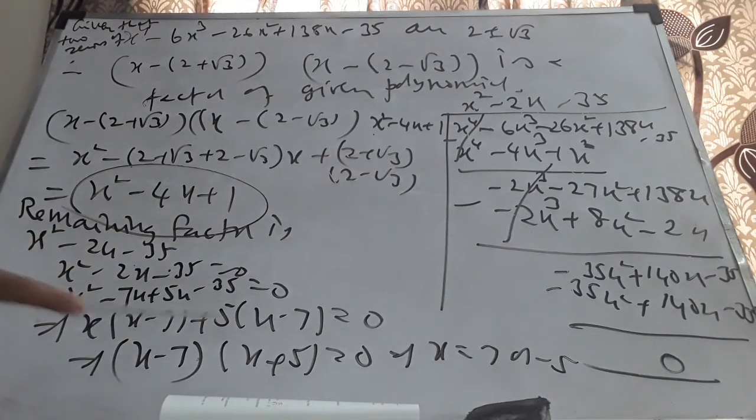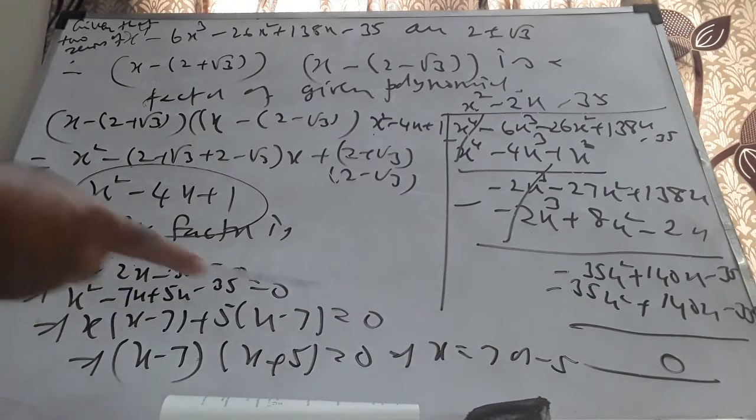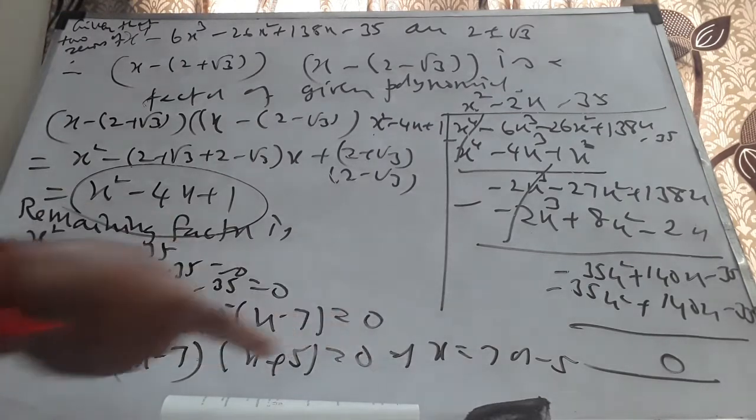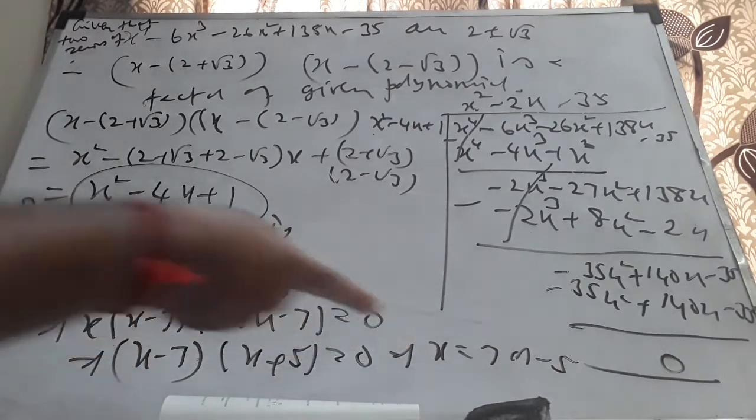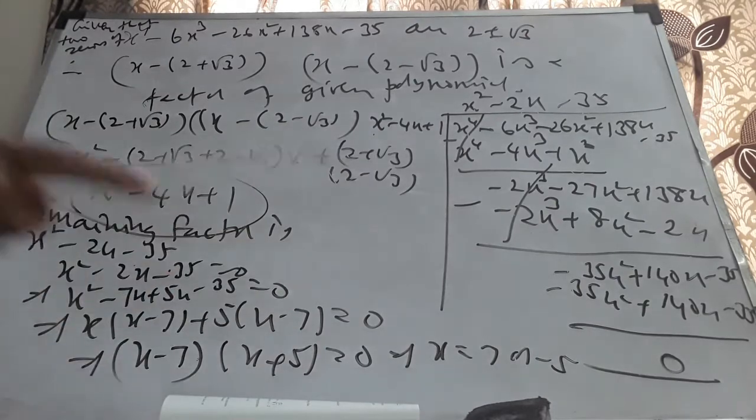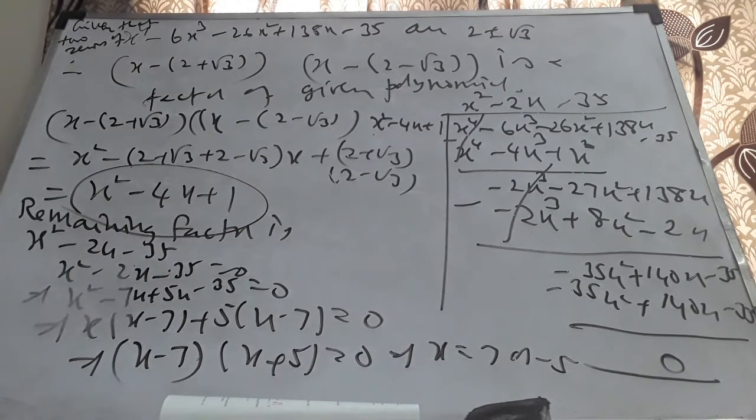Equate it to 0 and split the middle term. I can split it as minus 7x plus 5x. Now (x minus 7) and (x plus 5) will be the two factors further. Equating x minus 7 to 0, I will get 7. Equating x plus 5 to 0, I will get minus 5. Therefore, the remaining two zeros are 7 comma minus 5.